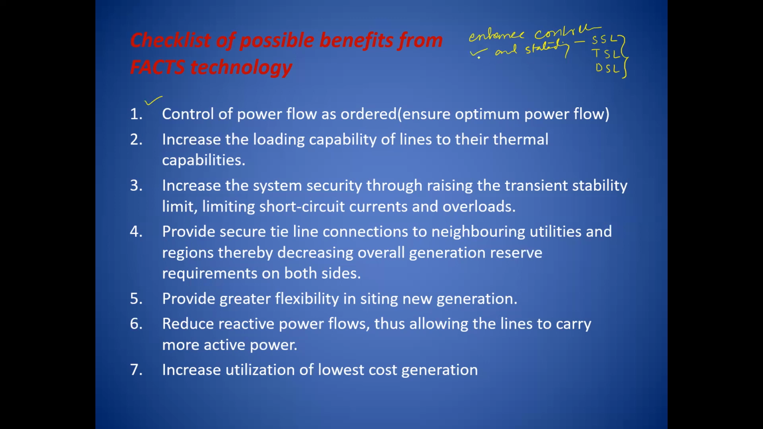One is the stability point of view. Second is the thermal capability, or thermal capacity, of the transmission line. And third is the dielectric strength. Dielectric strength is related to the type of insulator we are using, whether for 11 kV, 400 kV or 765 kV.